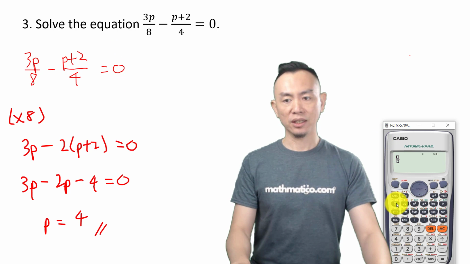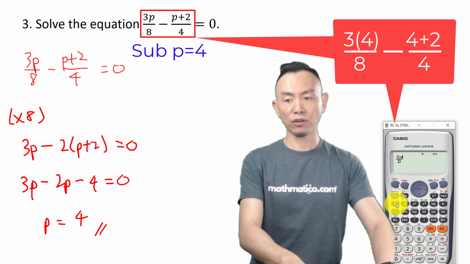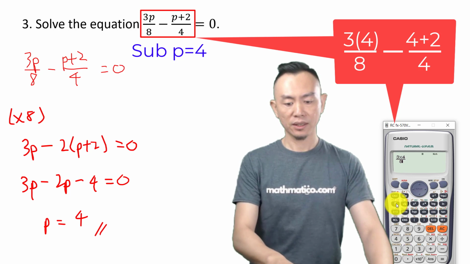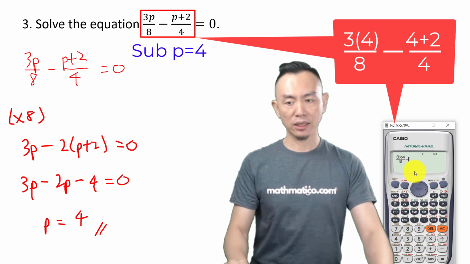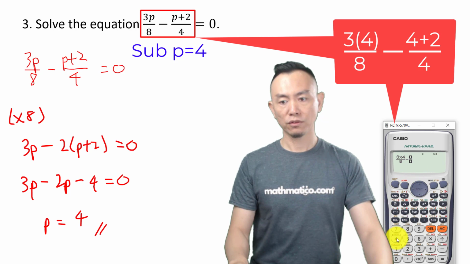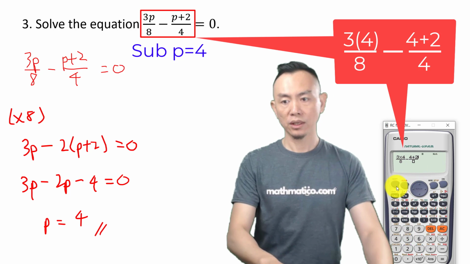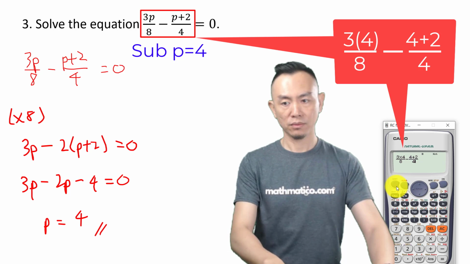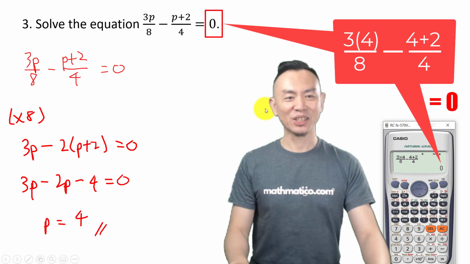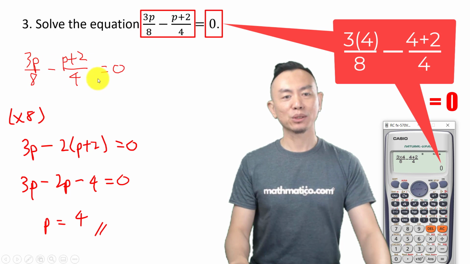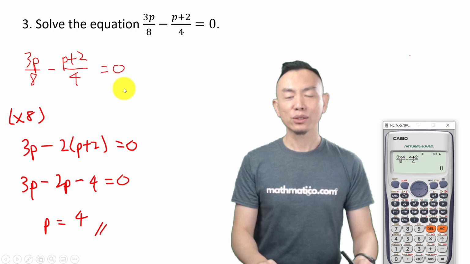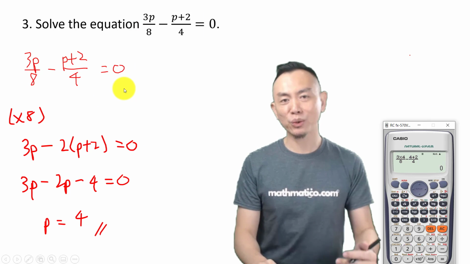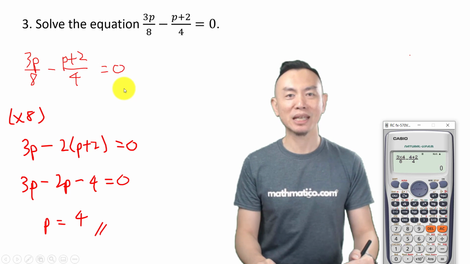So I'm going to have 3 times 4 over 8 minus, with p is 4, we have fraction again, (4 plus 2) over 4. Yes, indeed it is 0. So now the left hand side is equal to the right hand side, and we are sure that this is definitely correct. So these are simple ways to make sure that your equation questions will definitely 100% be correct.